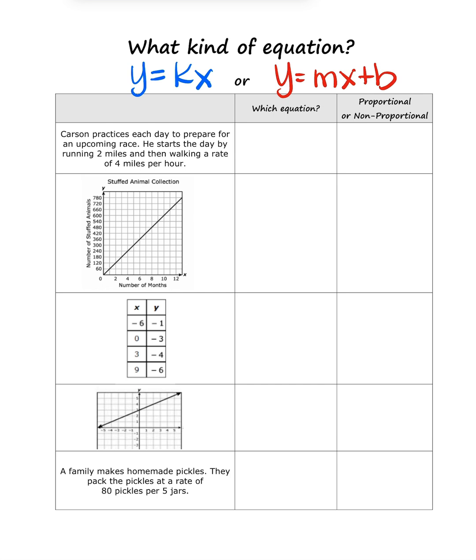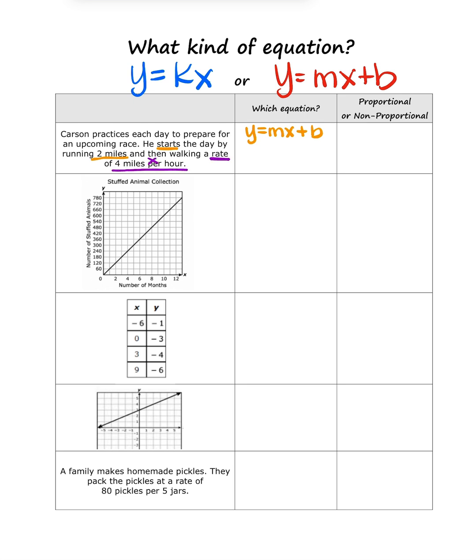So the first one says, Carson practices each day to prepare for an upcoming race. He starts the day by running 2 miles and then walking at a rate of 4 miles per hour. So we have a starting point. And remember, when we have a starting point, that is going to be our y equals mx plus b, because that starting point is our plus b. So if he starts with 2 miles, that's our plus. And then the rate, that beautiful keyword rate, is our k, or our m. So 4 miles per hour.